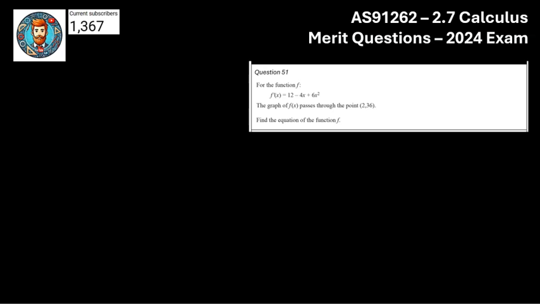So let's get straight into question number 51. And there were only 4 merit questions in this exam, so it ended up being quite nice. So we've got a function here. We've been told it passes through this point here, and we've been asked to find the original function.